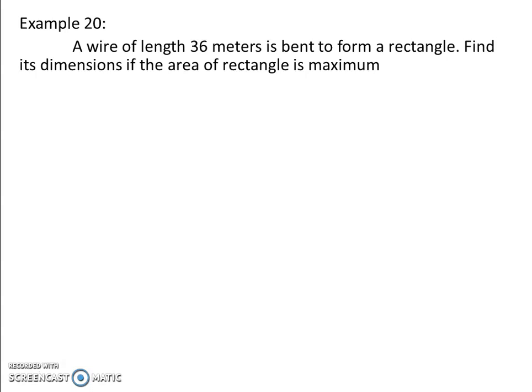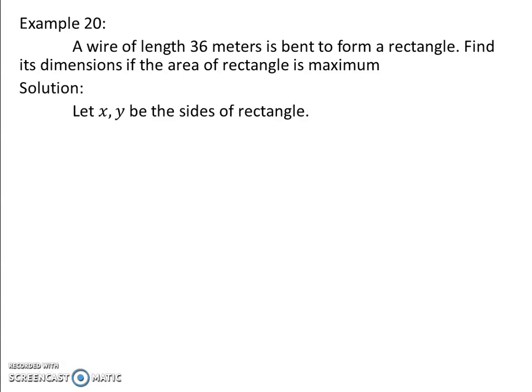Last problem of maxima and minima. A wire of length 36 meters is to be bent to form a rectangle. Find its dimensions if the area of the rectangle is maximum. So first of all, we are given a wire of length 36 meters. We have to bend it to form a rectangle. So we have to find the dimensions so that its area is maximum.